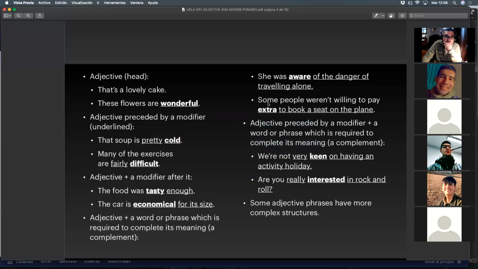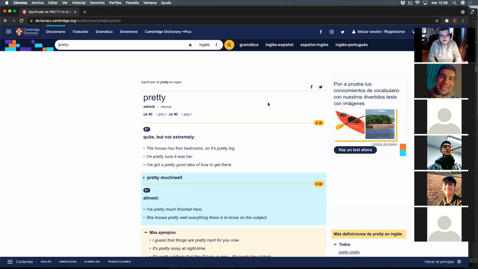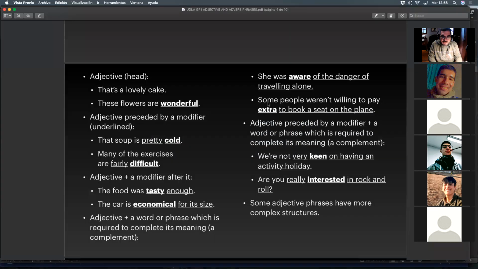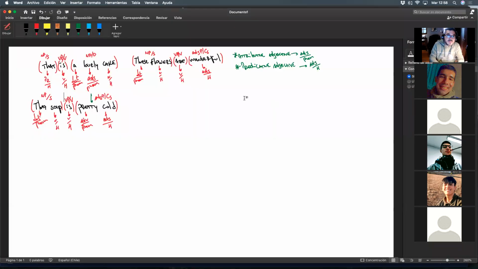Many of the exercises are fairly difficult. Well, it is the same idea. Many of the exercises are fairly difficult. Un tema grande, ¿eh? Many of the exercises are fairly difficult.